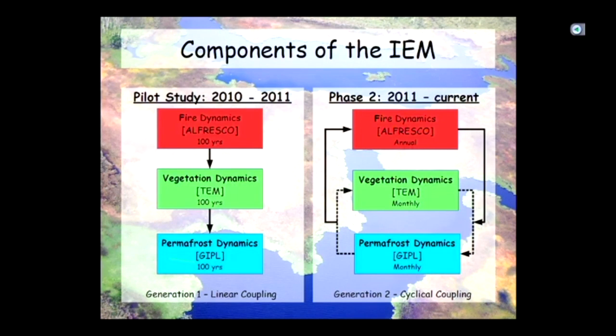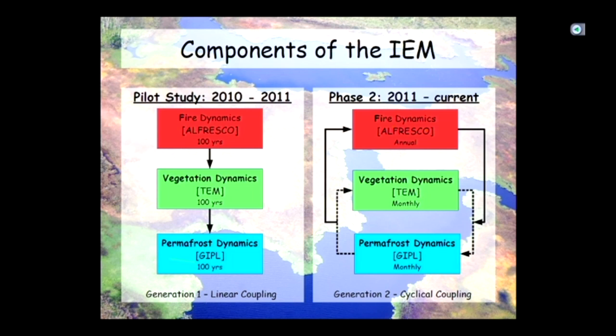So what are the components of the IEM? We've gone through 2 different phases. We're just finishing our phase 2. The initial IEM model is comprised of 3 different models: the Alfresco model, which stands for the Alaska Frame-Based Ecosystem Code, which is a fire dynamics code; the TEM model, Terrestrial Ecosystem Model; and the GIPL, which stands for Geophysical Permafrost Lab model. Alfresco and GIPL are based here on campus.